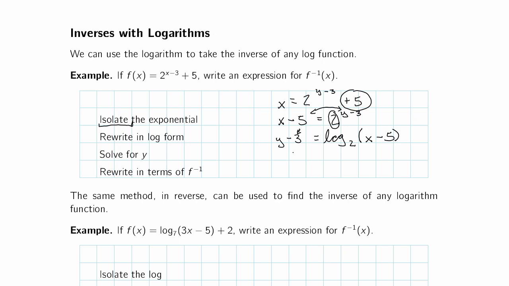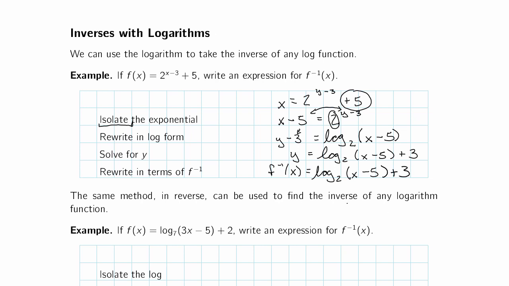We need to get rid of that 3, so we'll add 3 to both sides. Y is the log base 2 of x minus 5, and then add 3 to the result. And then our last step is to rewrite using the f inverse notation. So instead of y, we say f inverse of x is log base 2 of x minus 5 plus 3.